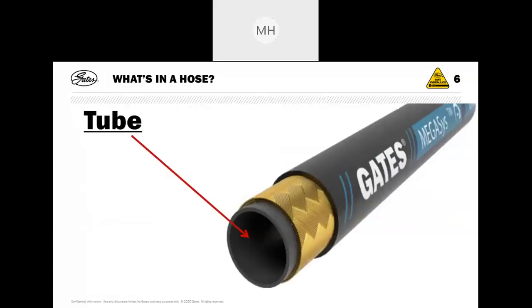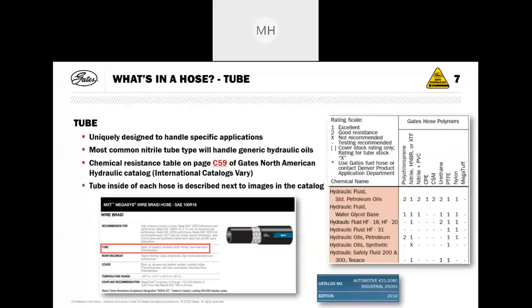So let's have a look first at the tube. The tube is uniquely designed to handle specific applications. As everyone can understand, there are lots of different types of fluids out there in the world which hoses need to be able to withstand passing through the internals. Most commonly, nitrile tube will handle all generic hydraulic oils. Nitrile is used because it covers such a wide range of the hydraulic oils which are out there today.